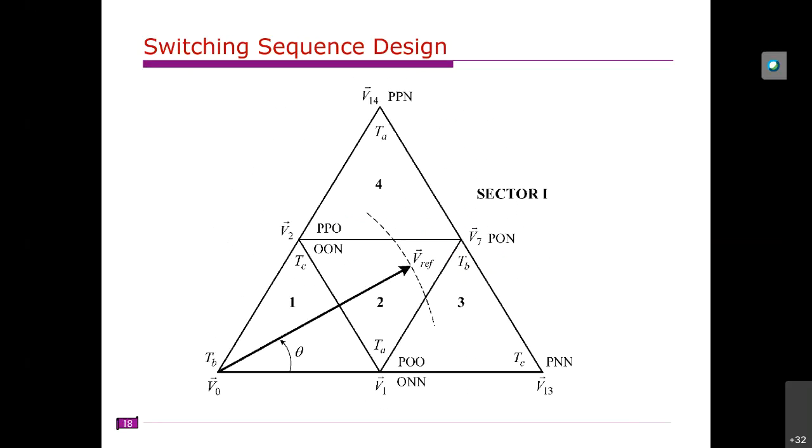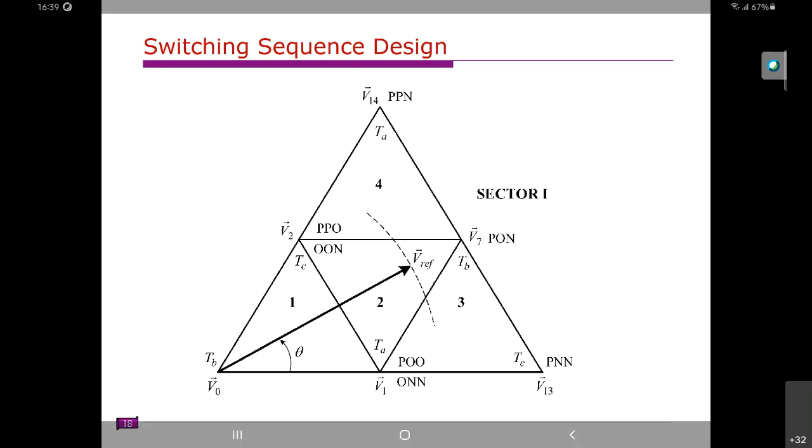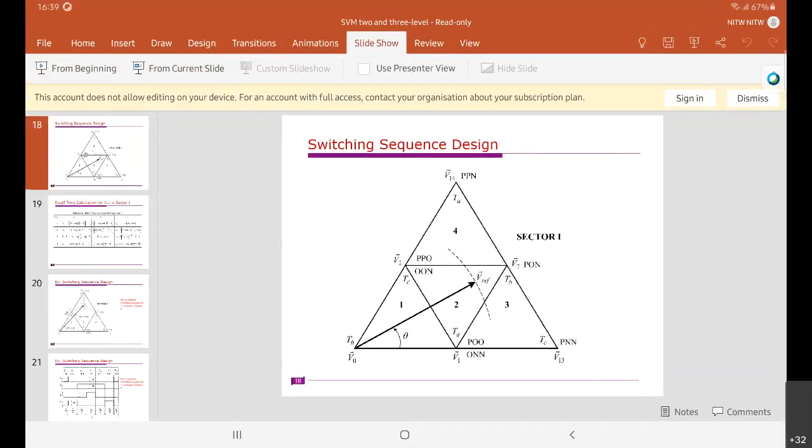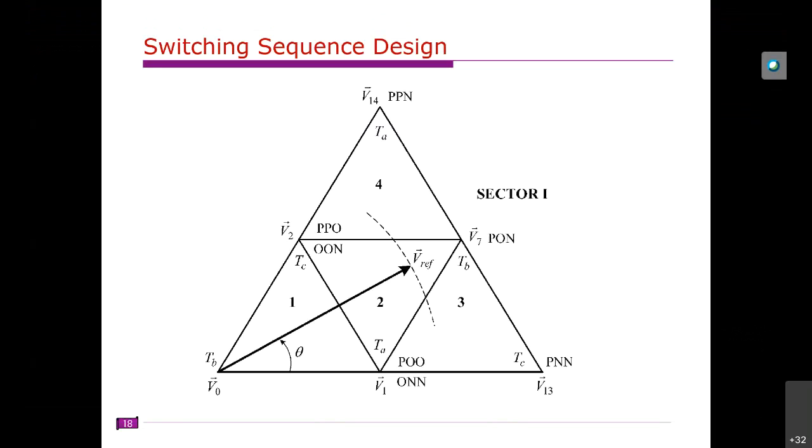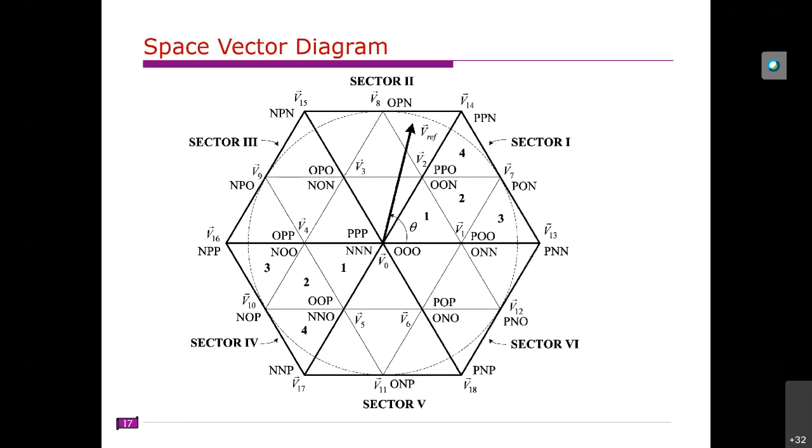So in this class we will continue the SVM. Let us assume that the reference falls in sector 1. Before that we need to define the modulation index. What is the maximum voltage you can get from this? What is the linear range of this one? So that is this circle, right?